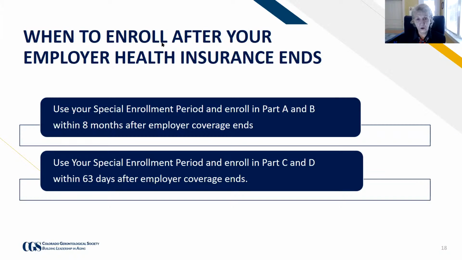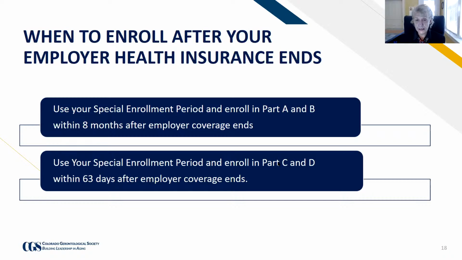So when do you enroll after your employer health insurance ends? So this is just a quick review. You enroll in A and B within 8 months after your employer coverage ends, to use your special enrollment period. And for C and D, you have to enroll within 63 days to use your special enrollment period. So make sure that you understand those deadlines.